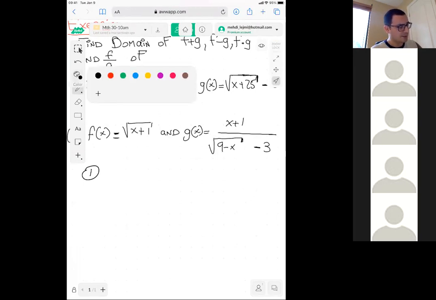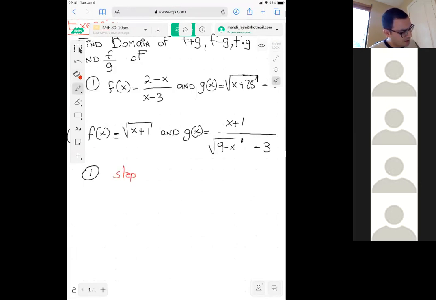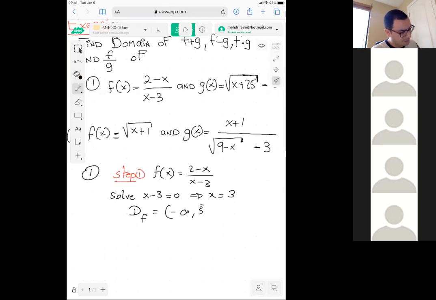So for number 1, first you have to find the domain of f. So f is 2 minus x over x minus 3. It's a fraction, so you have to solve the bottom equal to 0. Then x is positive 3, and so the domain of f is any real number except positive 3.